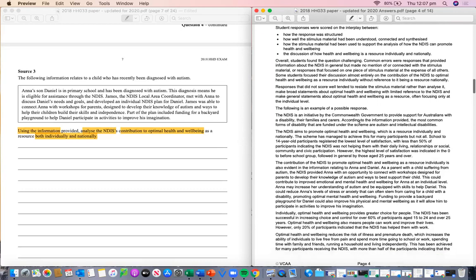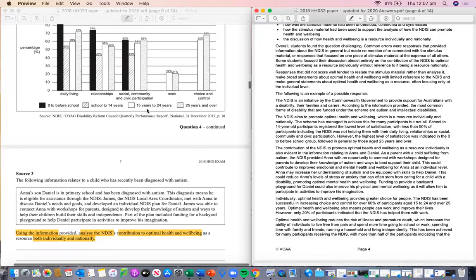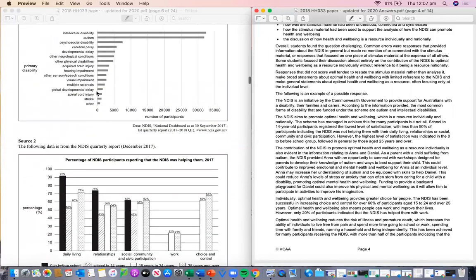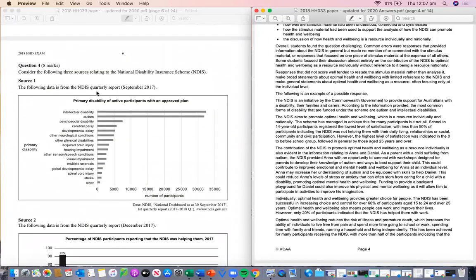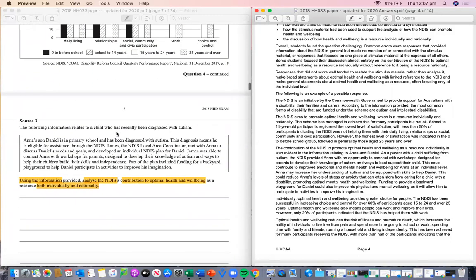All right, so if we look here at common areas, there was information provided about the NDIS in general, but with no mention of or connection to the stimulus material, or responses that focused on one piece of stimulus material at the expense of all others. So again, you've got the stimulus material here, and this is what it's referring to. What you're trying to do is look at how this stimulus is able to contribute to optimal health and well-being.